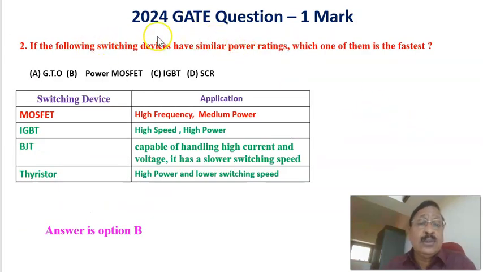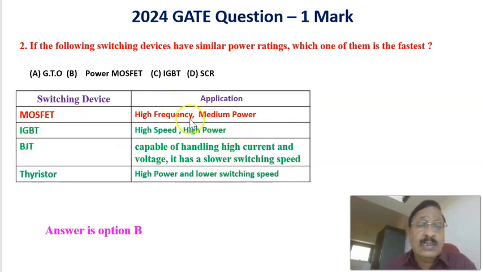Now let us see the second question of the 2024 GATE, that's also 1 mark. If the following switching devices have similar power rating, which one of them is the fastest? The options are GTO, gate turn off thyristor, power MOSFET, then IGBT and SCR. These are the switching devices, of which we need the one that is the fastest for the same power rating, and these characteristics are given here as such.